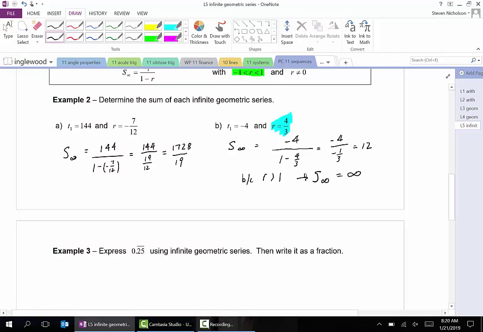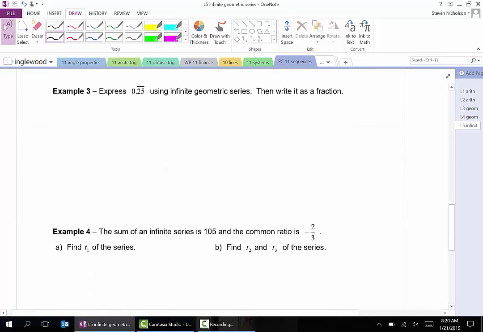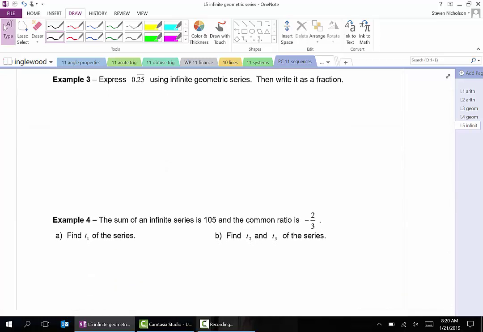So when we've been doing our calculations this unit, we've always wanted to find the common difference, or the common ratio. An infinite geometric series really highlights the importance of that. So let's just do a few examples illustrating where these kinds of questions pop up. Here's our first example: express 0.25 repeating as a fraction using an infinite geometric series. You might have learned another way to do this kind of question, but we're going to use a series here.